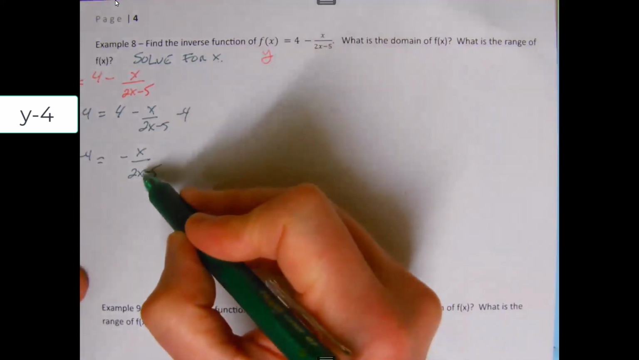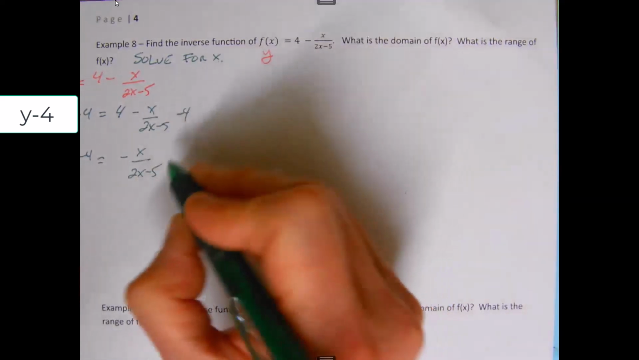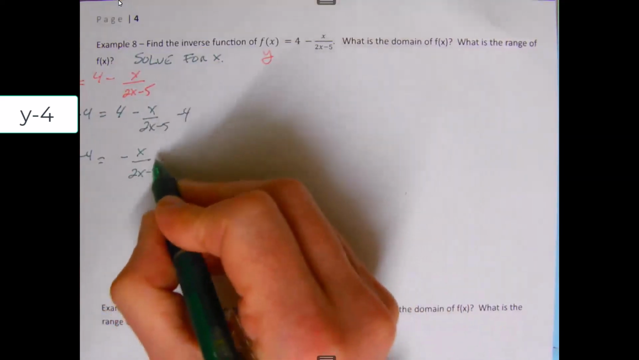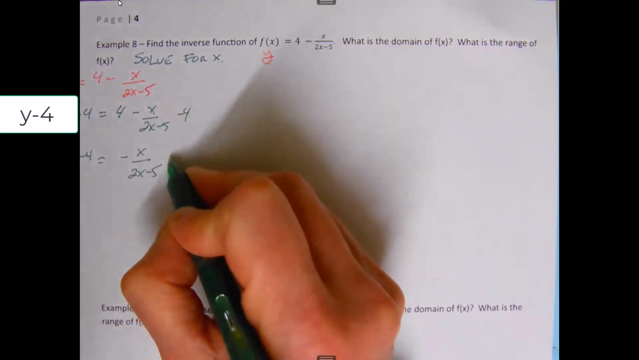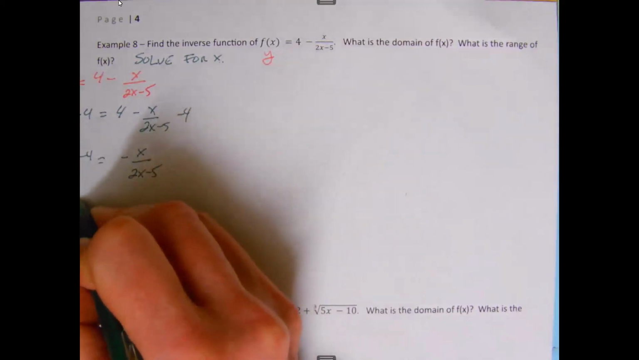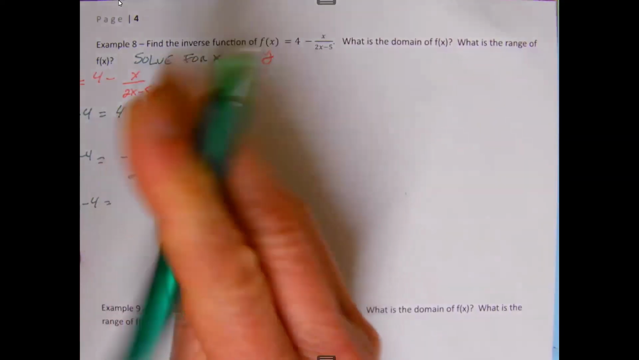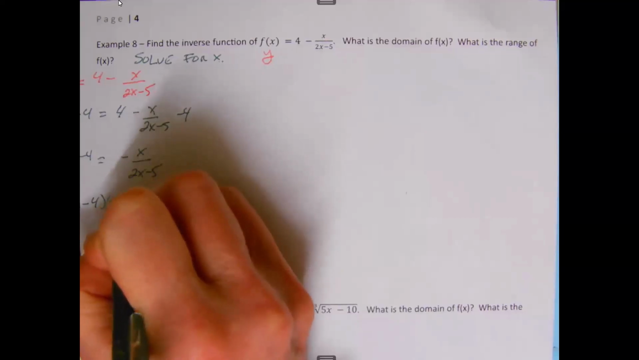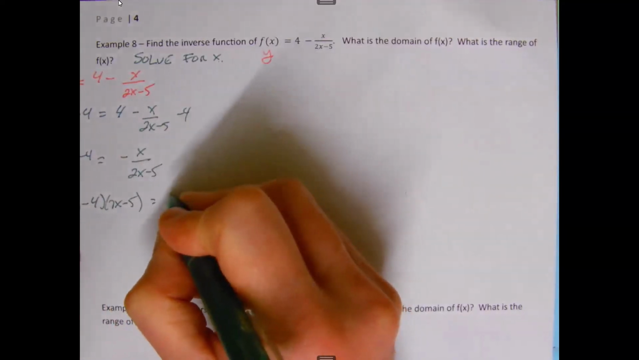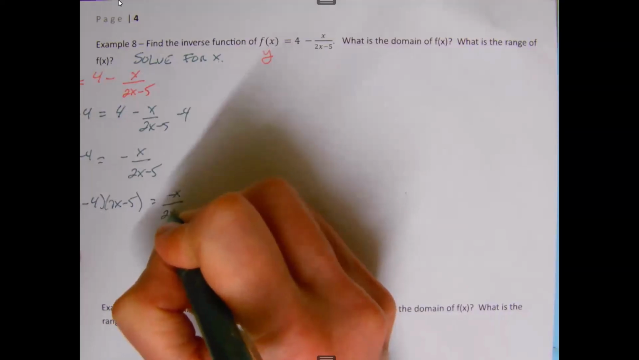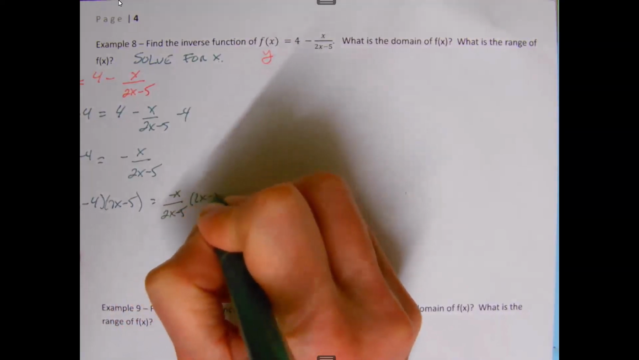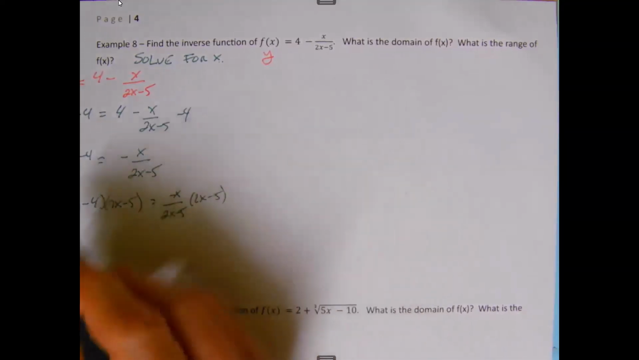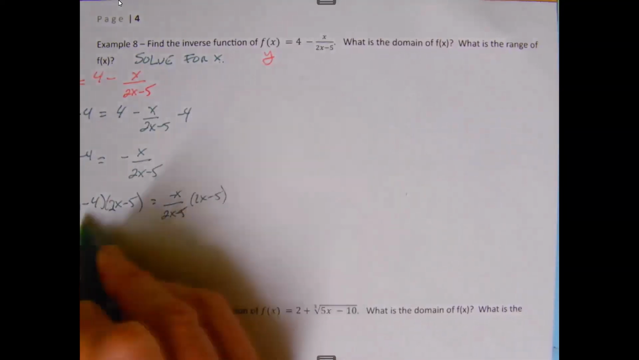Next thing, again, the variable x is trapped in the denominator, so I need to bring it to the numerator. The only way I can do that for this fractional equation is to multiply both sides by 2x minus 5. So again, we got these two that really become 1. And now here I'm going to have to distribute.